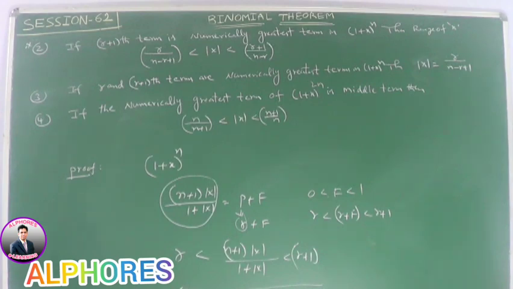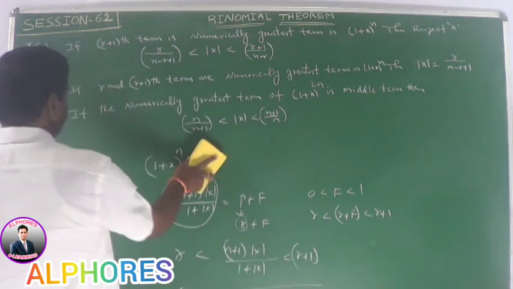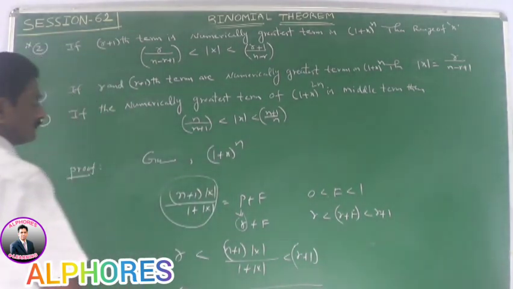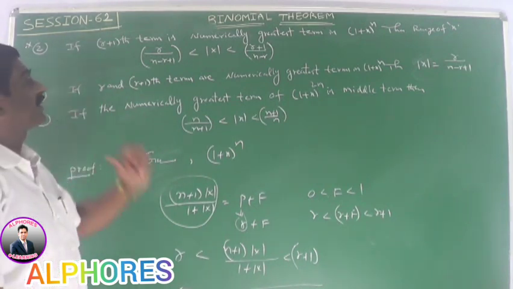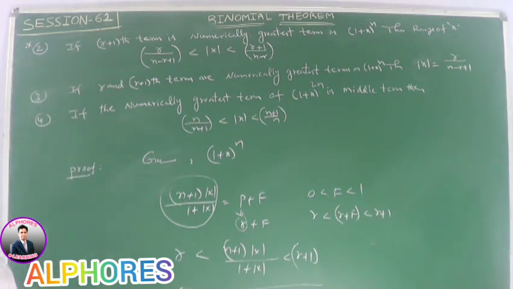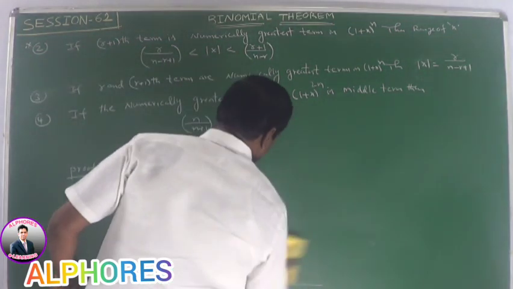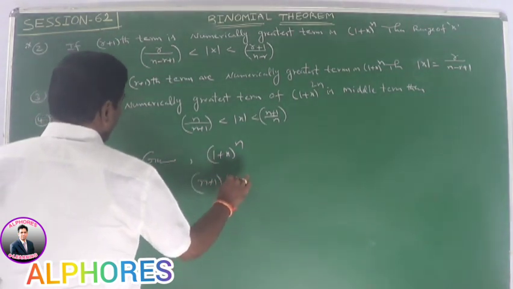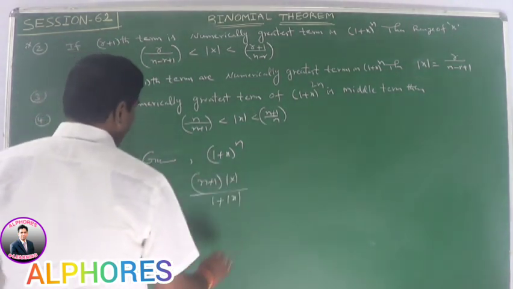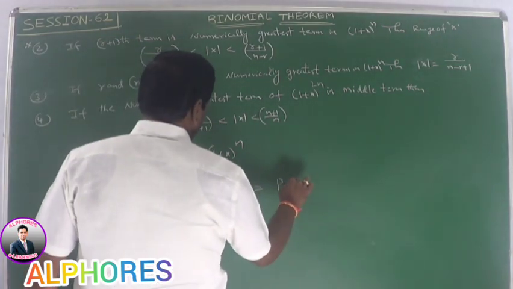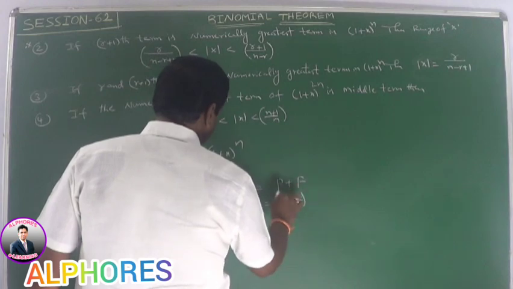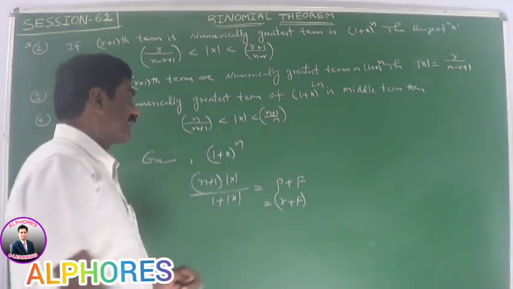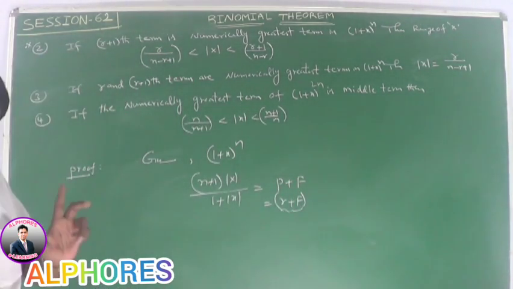Please note this value. Proof. The given binomial expansion is (1 plus x) whole power n, and the r plus 1th term is the numerically greatest term. That means n plus 1 into mod x by 1 plus mod x is equal to some p plus f, that is the r plus f form. So n plus 1 into mod x by 1 plus mod x is equal to r plus f. That means the r plus f value lies between r and r plus 1.